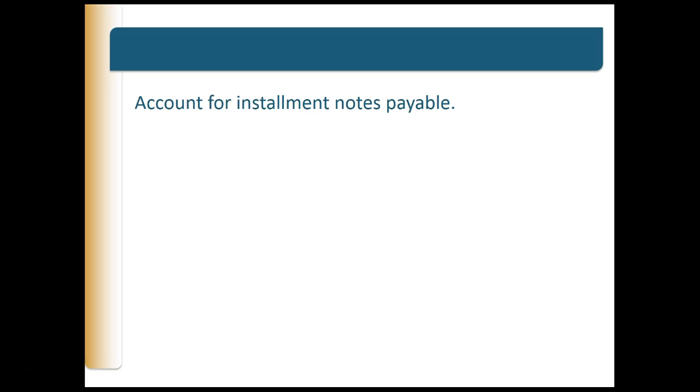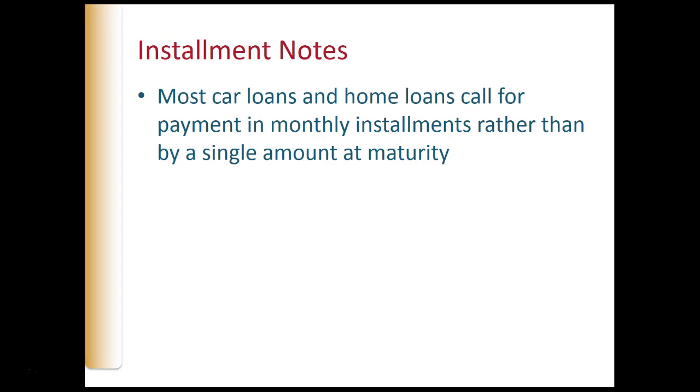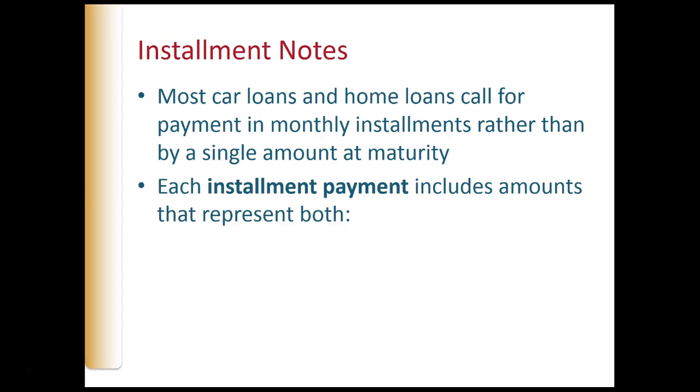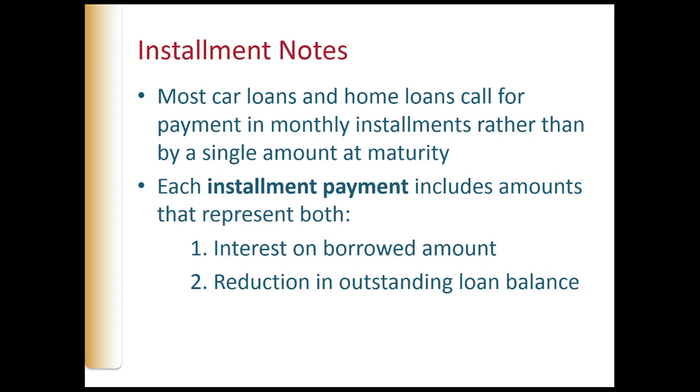So let's talk about accounting for installment notes payable. As you may have purchased a car or maybe even a house, and if you have, unless you paid cash, you signed a note promising to pay the purchase price over a period of time, maybe 4 years, 5 years, or with a house, sometimes 30 years. Car loans and home loans usually call for monthly payment installments rather than a single amount at maturity. Companies, too, often borrow cash using installment notes.